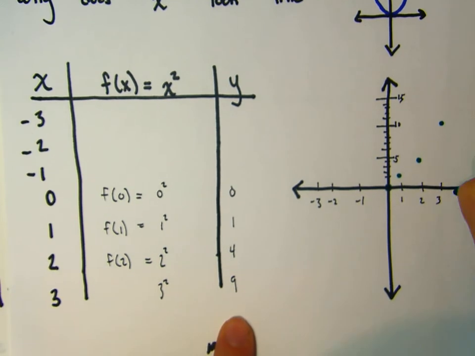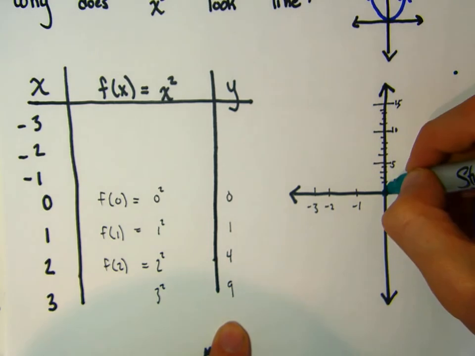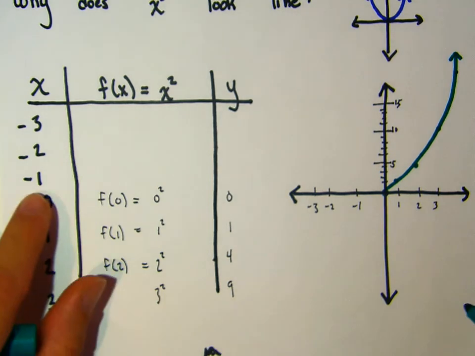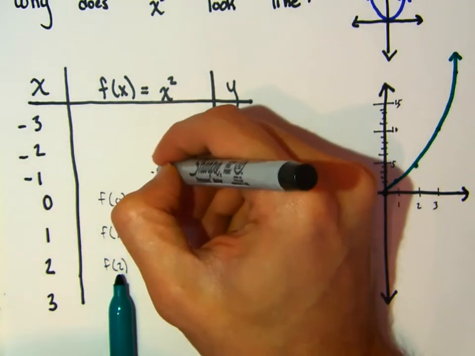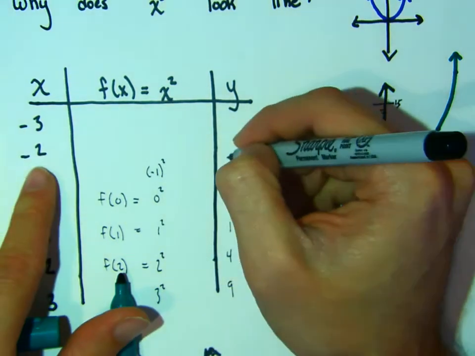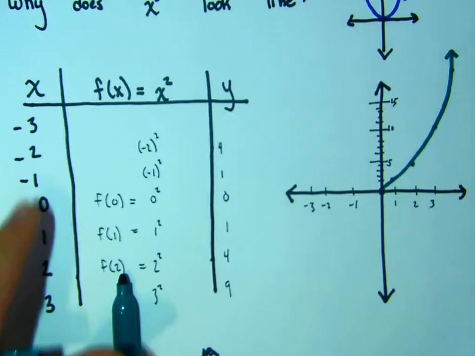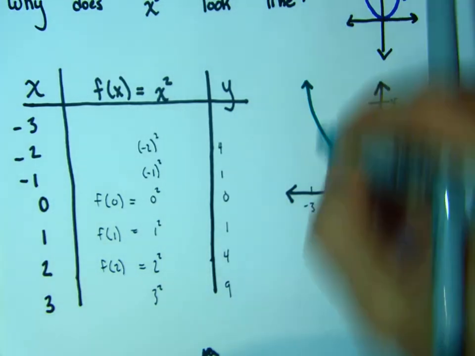4, 16, right? It would look something like this over here. And we're going to connect the points in some curve like this. And you're going to notice that if you do it for the negative values as well, like negative 1 squared, that is positive 1. Negative 2 squared, that is positive 4, and so on. And you're going to see that if you graph the points, it'll have some feature just like this.